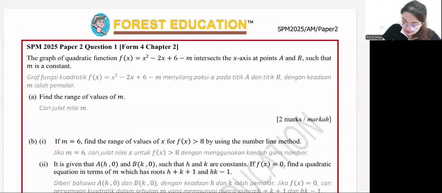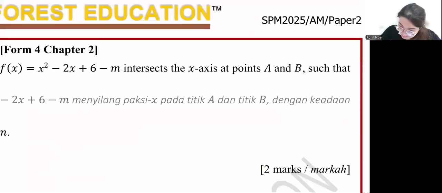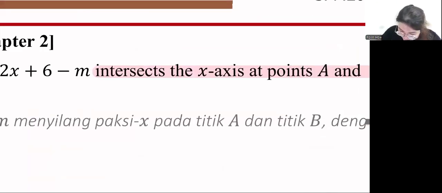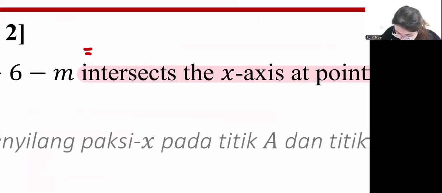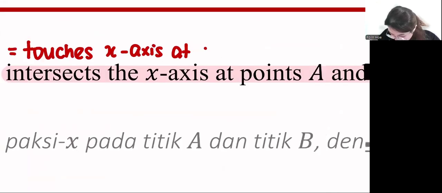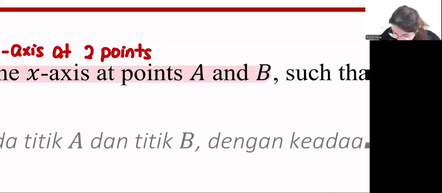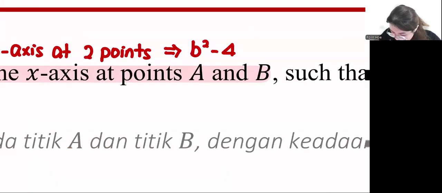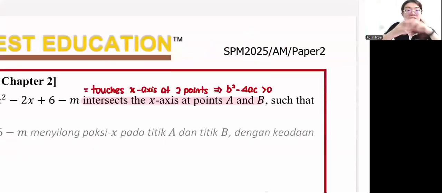Can you please highlight this part? Intersects the x-axis at point A and B. It is actually equals to touches the x-axis at 2 points. It is equals to, what do you need to apply? b squared minus 4ac is bigger than 0. This is what you need to link to, such that m is a constant.